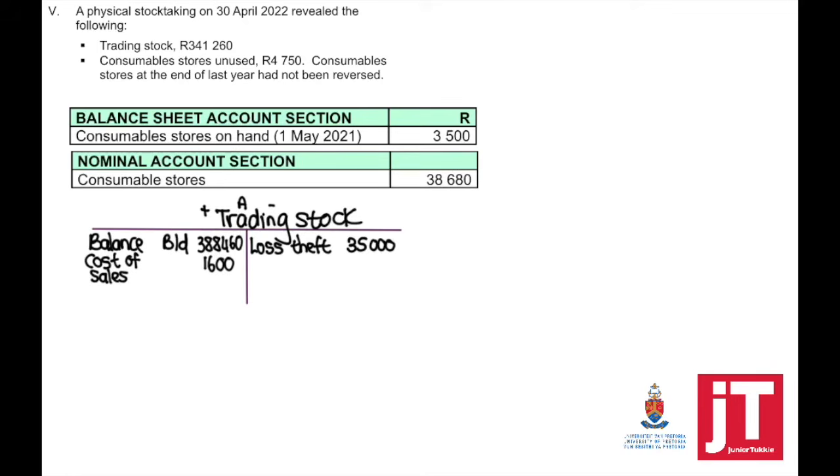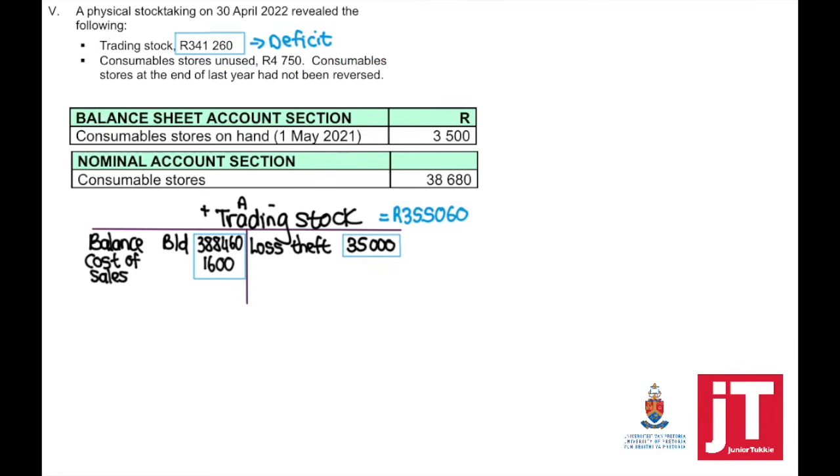So first, if we look at the trading stock, what is a common mistake? A common mistake is we now compare that balance with the balance from the pre-adjustment trial balance, which was the balance in the beginning, instead of comparing it to our new updated balance to find out if there's a surplus or a deficit. So if we take the debit side and we minus the credit side, our new updated balance must be compared with the physical stock count.